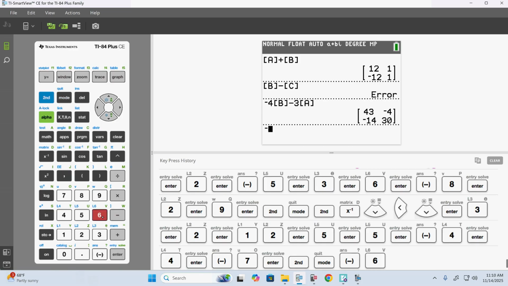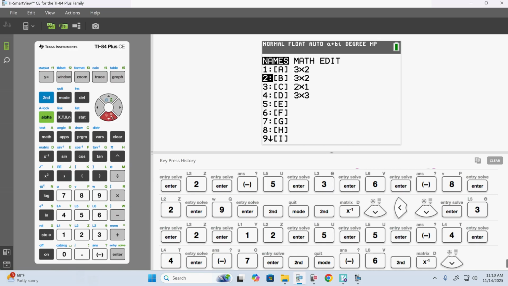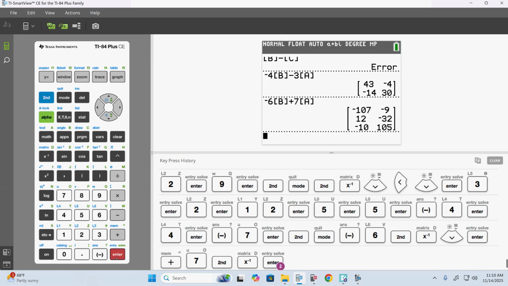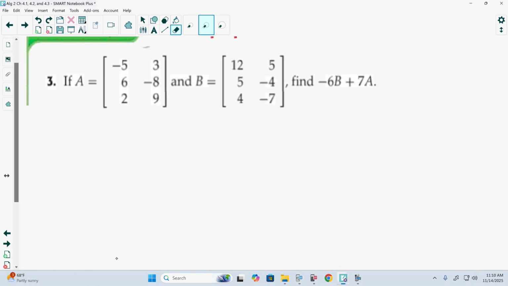And for the next one, negative 6B plus 7A would give us this here. So especially for this one here, where we're getting such big numbers, the calculator is going to do it way faster than we ever could trying to type it in. Questions on this here with the scalar multiplication, addition, subtraction?